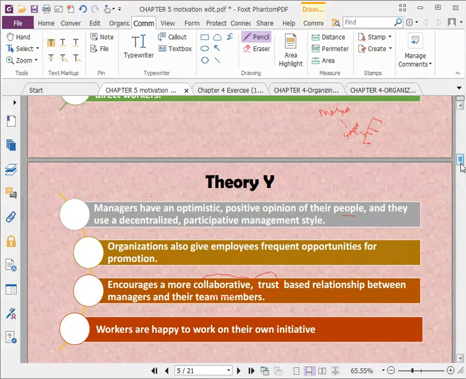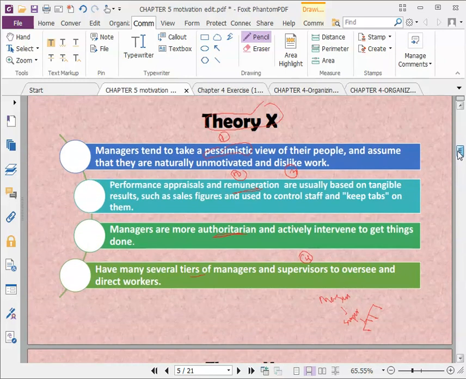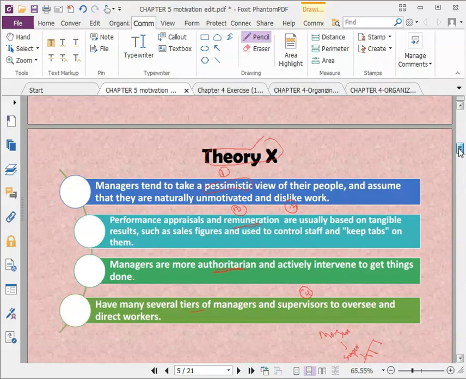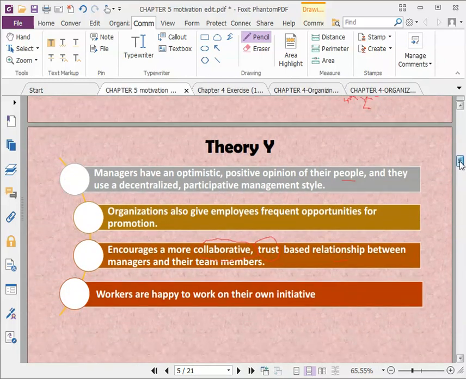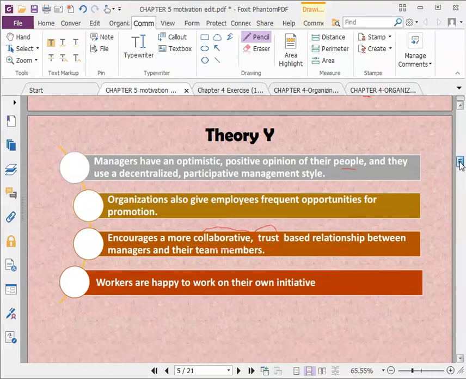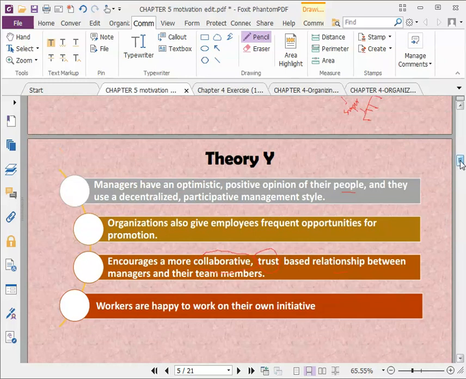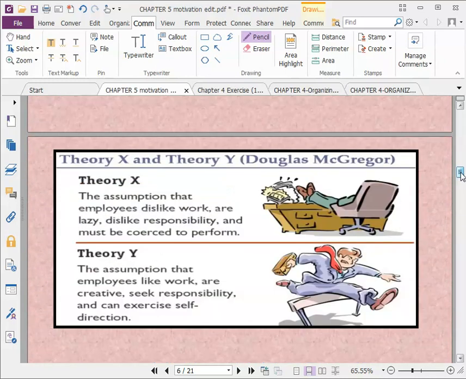Okay, very good, Michelle. That is the difference between theory X and Y. You can also highlight the manager style. The first, theory X, has a more authoritarian manager, but for theory Y, the manager encourages a more collaborative, trust-based relationship between the managers and their team members. You look at the manager itself, and then the employees, whether they are happy with their work or not. That is the item that you must highlight in the definition between theory X and Y. I hope that you will understand.